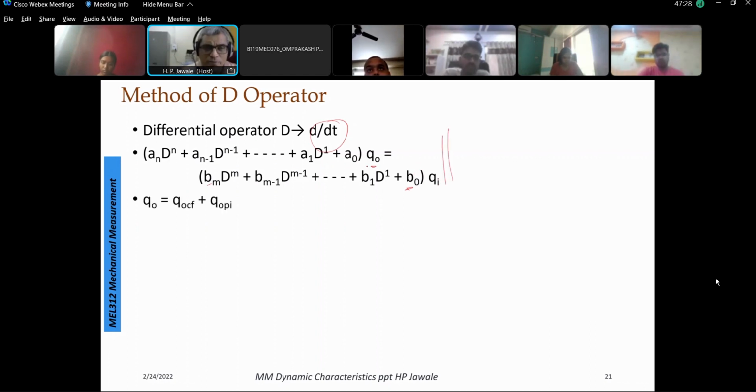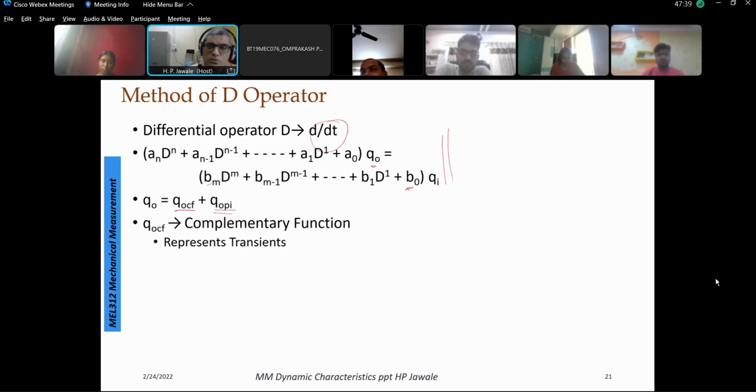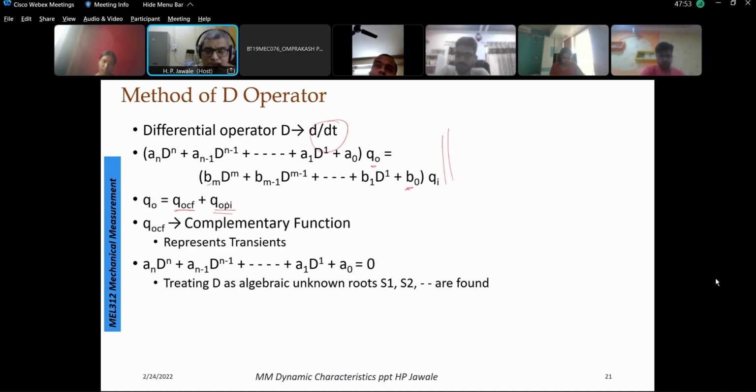Now on solving this, we will get the total solution, which consists of the complementary function and the particular integral of this linear equation. QCOF indicates the complementary function, which indicates the variable response, that is the transient response of the measurement system, and QOPI, the particular integral part of the solution, gives the response after the steady state has been achieved. So the algebraic unknown roots S1, S2 can be found.